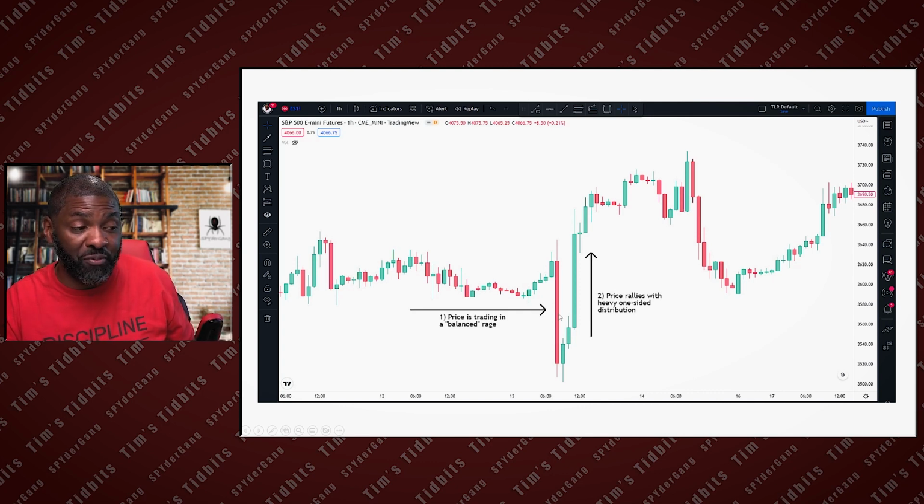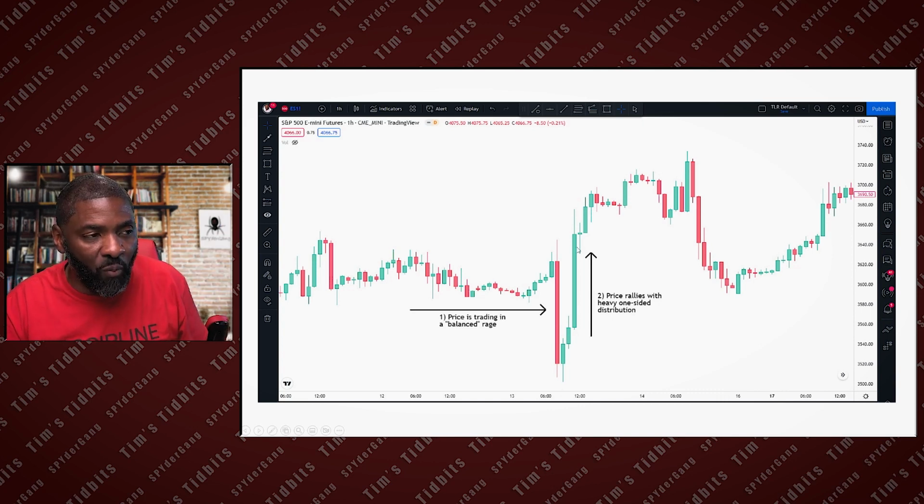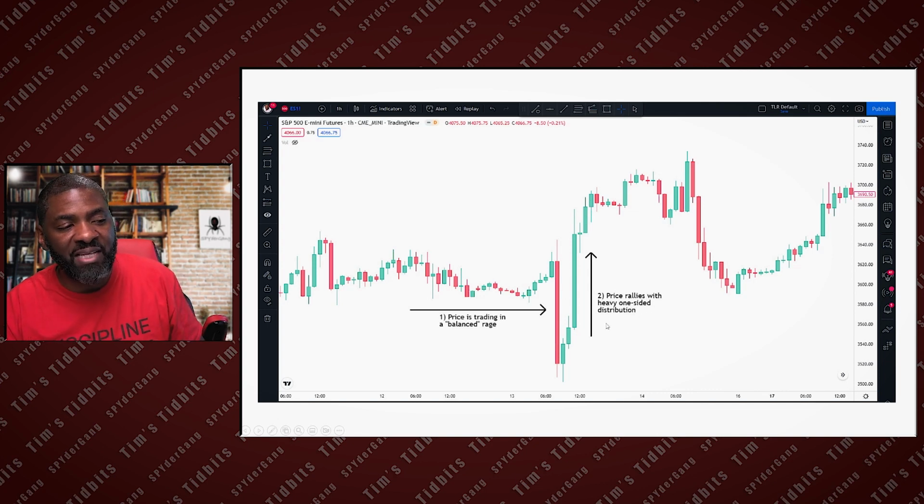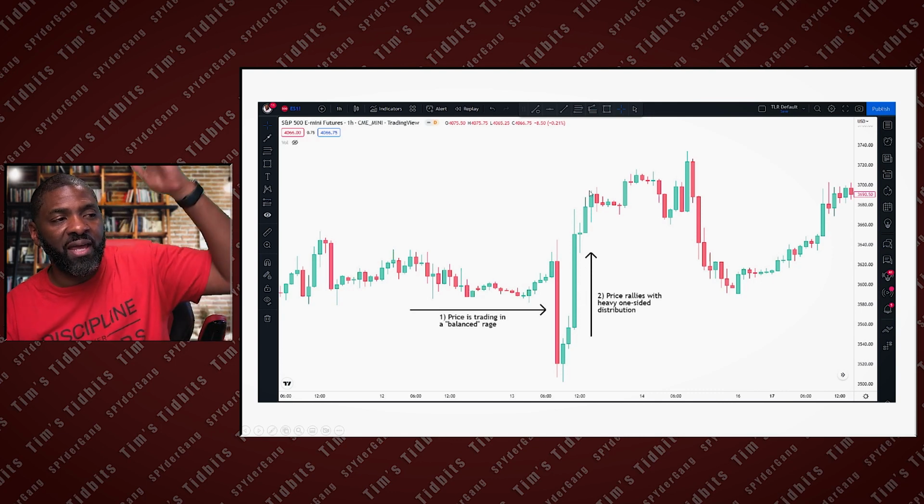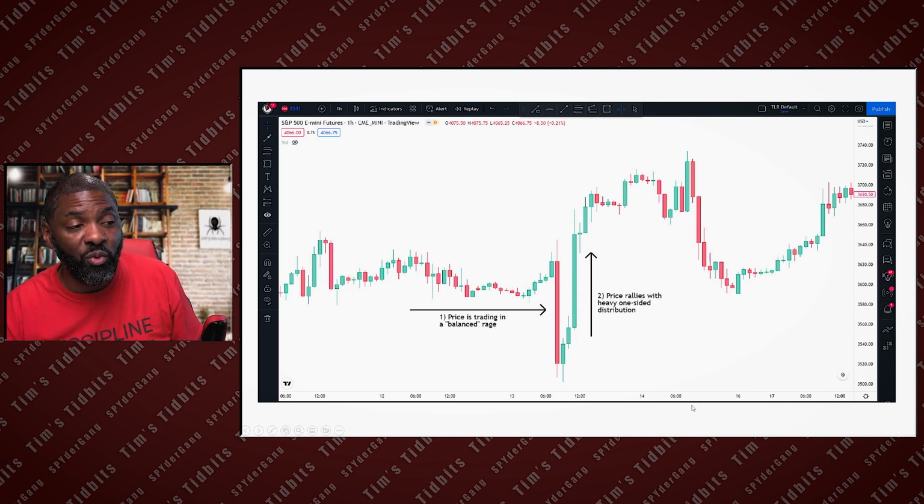This was probably some type of news or something, who knows, right? But then we get a big influx of all buy side. Look at all this buy side, right? And see, price rallies with heavy one-sided distribution. All of that, and there is your liquidity void right there.